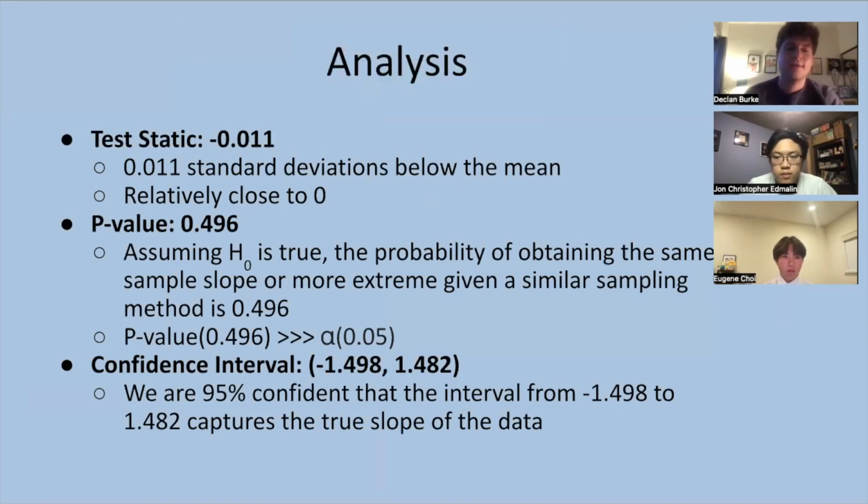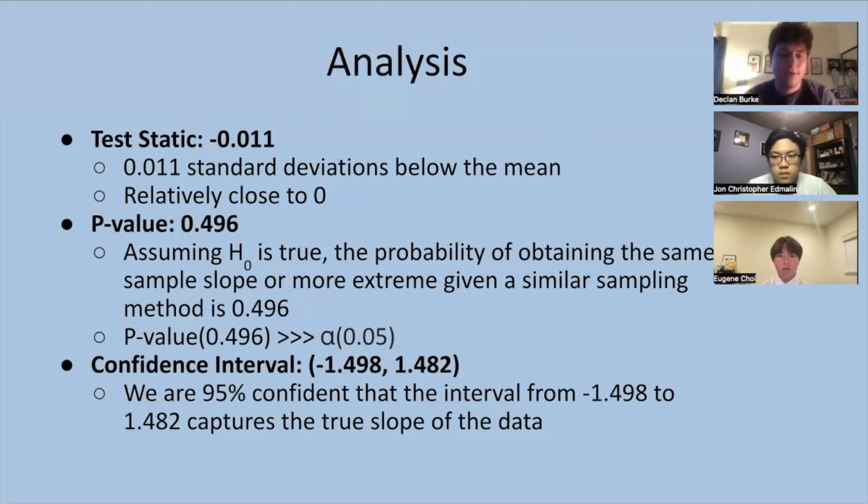So for the analysis of that data, first we're going to start with the test statistic, which we found to be negative 0.011. And what that test statistic essentially means is that the value we found for the slope is 0.011 standard deviations below the mean, which is relatively close to 0 as we found in the hypothesis. The p-value of 0.496, this is relatively large and it's a lot greater than our level of alpha of 0.05. So assuming that the null hypothesis is true, this is the probability of attaining the same sample slope or more extreme given a similar sampling method.